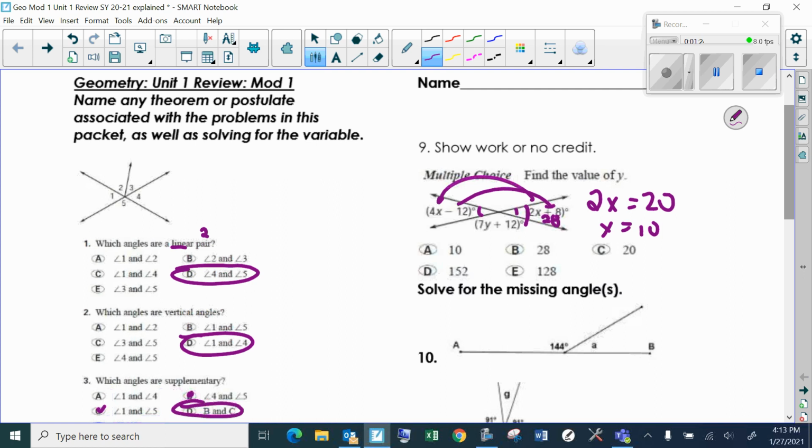They form a linear pair, which means that they are supplementary, meaning they add to 180. So I have 7y plus 12 plus 28 equals 180. 7y equals, that's 40, subtract 40 across is 140, divided by 7, and you get y equals 20. C.